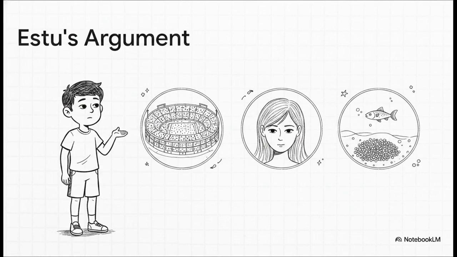But then, Estu's counter-argument completely flips the script. Estu thinks a lakh is actually tiny. Why? Well, think about that 38-kilometer line of people Roxy just mentioned.